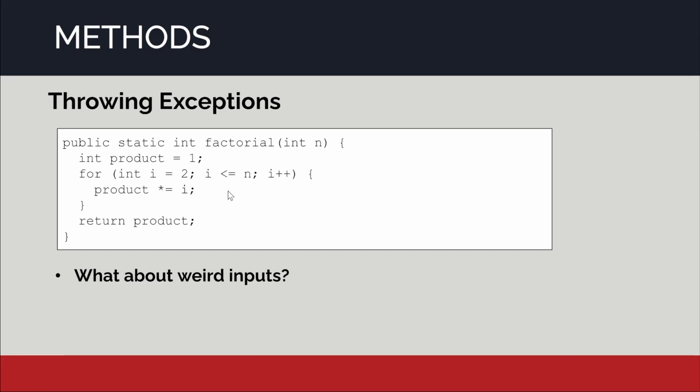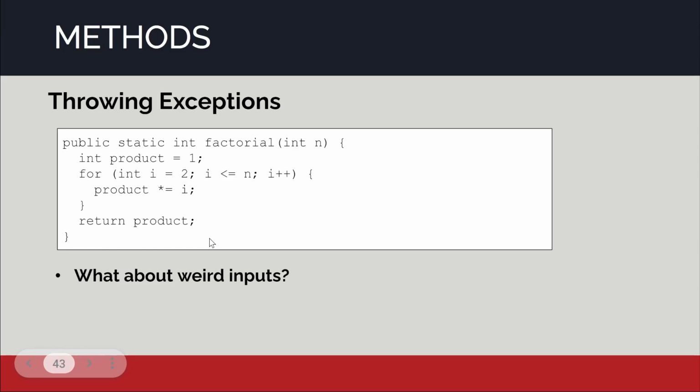And you may ask, why did we start at 2? Well, it's because the factorial of 1 is 1. We don't need to multiply. So if n is 2, then we should multiply 2 times 1 and have the product. If n is 3, then we'll start by multiplying 1 times 2, and then we'll go through again with 3, and then we'll multiply 2 times 3, we'll get 6, and return the product. And this will work for a number of any size, but we need to talk about weird inputs.